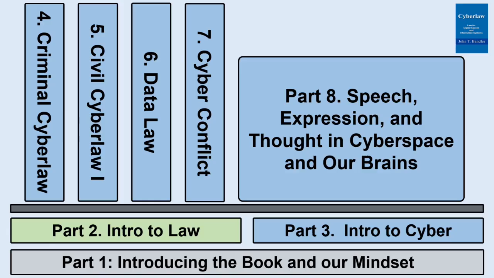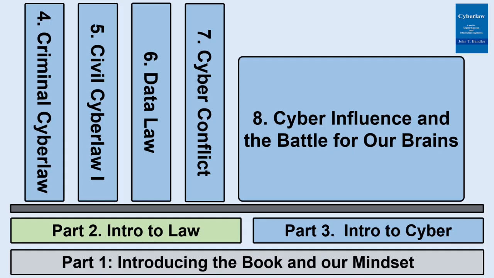So let's shrink that, move it over, and then we get to part 8, which is speech, expression, and thought in cyberspace in our brains. There's additional law we cover here, but there's also a lot that is beyond law. It strikes to the heart of government, society, and us as individuals. So one way to think of that is cyber influence and the battle for our brains, because people are battling for our brains to influence us, to get us to view, click, subscribe.